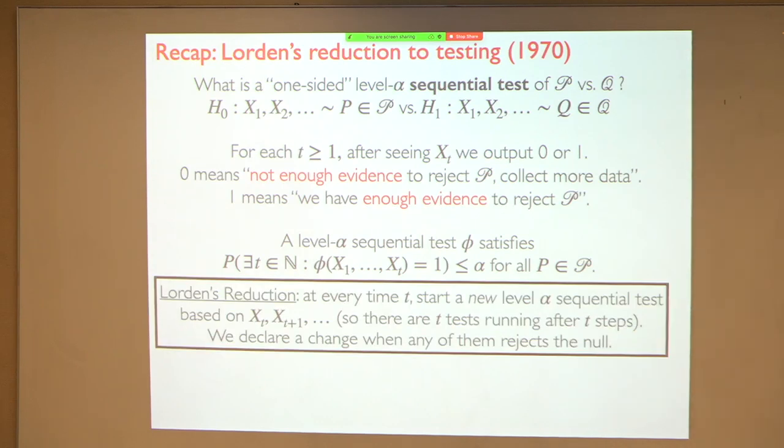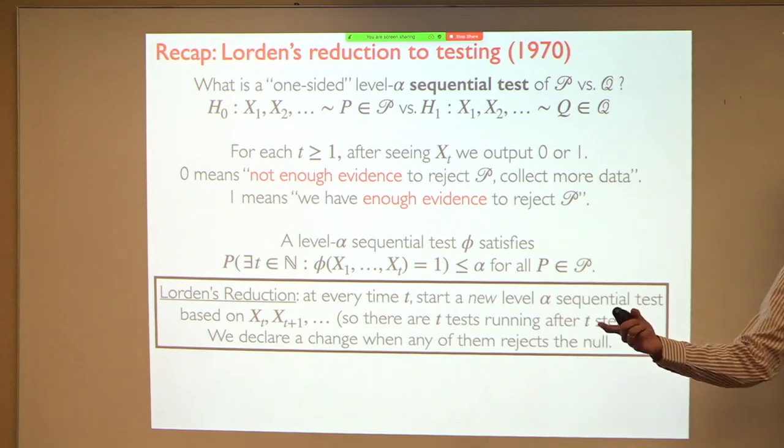So Lorden's reduction is: at every time step t, start a new level alpha sequential test based on xt plus 1 and so on. So after t steps, there are actually t sequential tests running. One of them looked at data from x1 to xt, another one looking at x2 to xt, another at x3 to xt, another at x4 to xt. So at time step t, there are t sequential tests that have started so far, and he said we can declare a change when any of these sequential tests rejects the null. If any one of them rejects the null, we'll declare a change point.